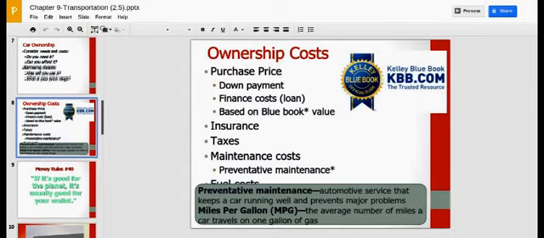There are also fuel costs. With gas, the big thing you want to look at is the MPG, miles per gallon, the average number of miles a car travels on one gallon of gas. That's big now. Bigger trucks and bigger vans have a lower MPG. Smaller cars and hybrids have a higher MPG, so you get a lot more out of a gallon of gas, which is really, really big if gas prices increase. So, things to consider.